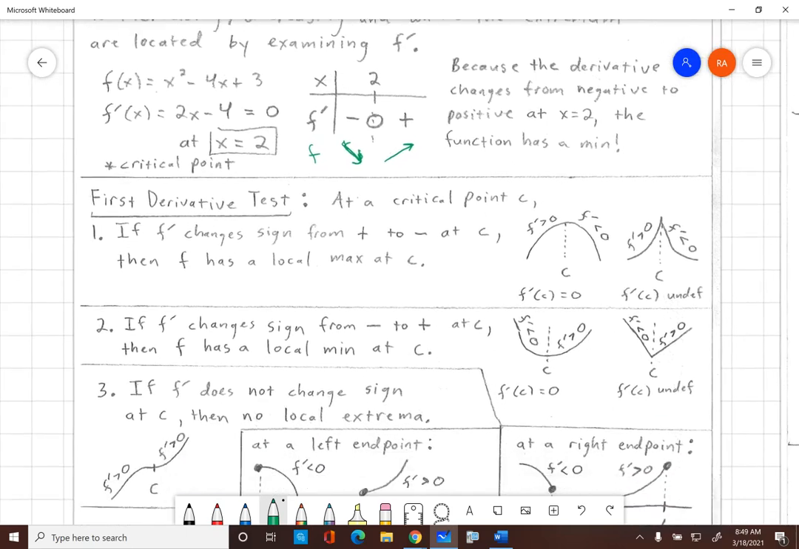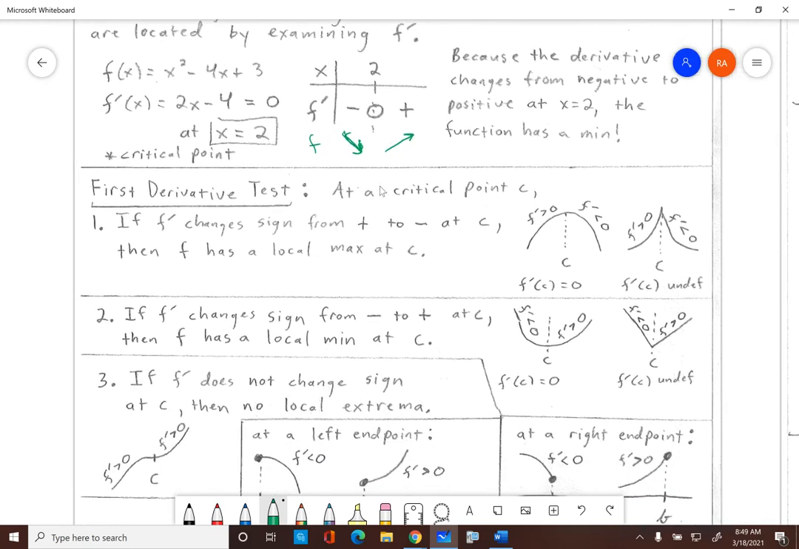What we're going to call that is the first derivative test. So at a critical point, let's call that a specific x value c, if the derivative changes sign from positive to negative at c, then the original function has a local max. Again, this isn't like extreme values, the highest or the lowest, but I will have a local max. And that local max may wind up being the overall highest.